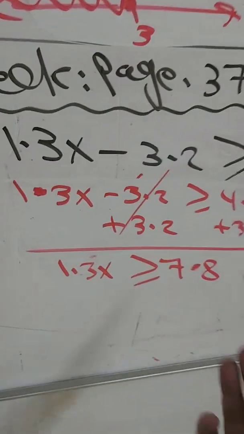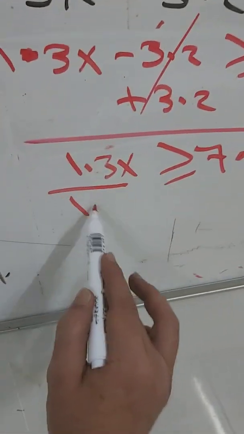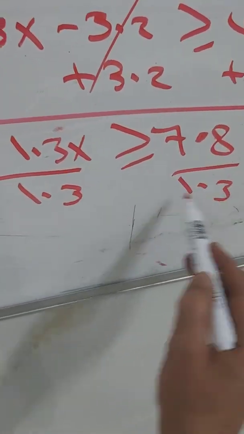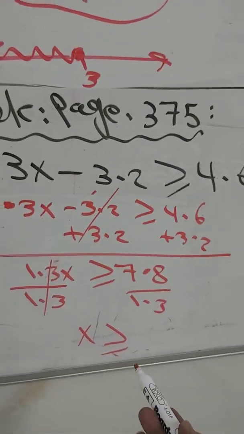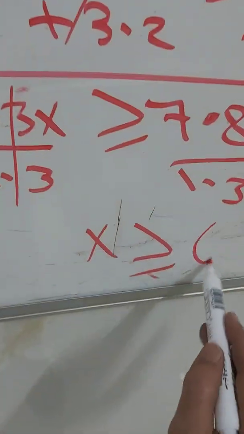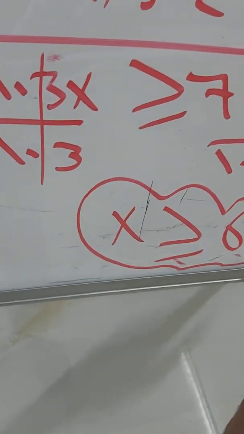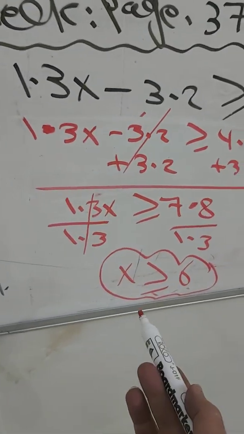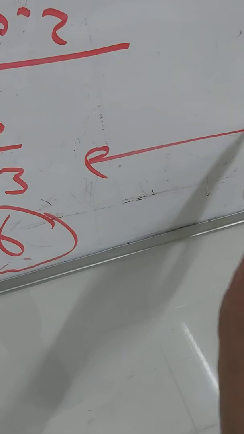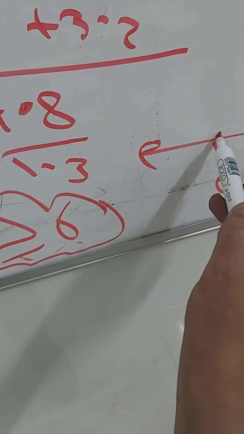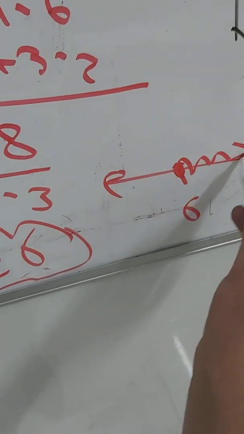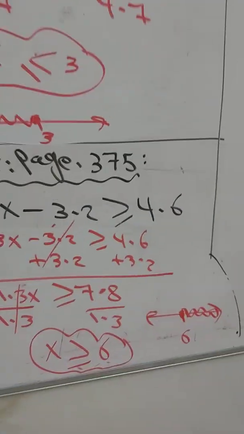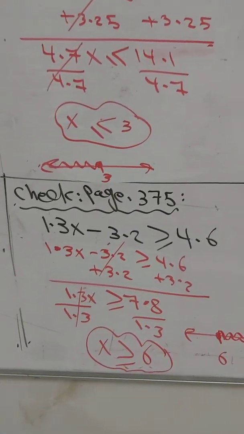Now I will divide both sides by 1.3. X will be more than or equal to, and with long division, it will be 6. So x is more than or equal to 6. Now to graph it, we put 6 with a closed circle because we have the equal sign, and we will go to the right, more than or equal.